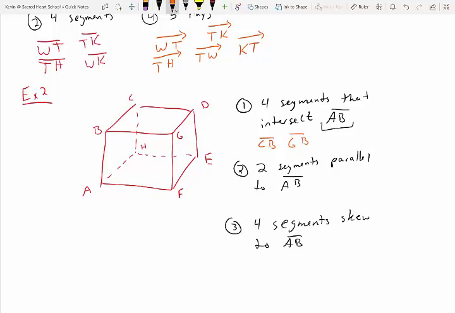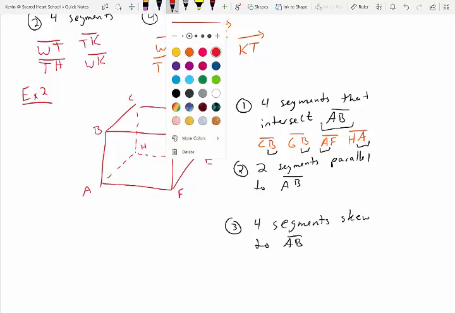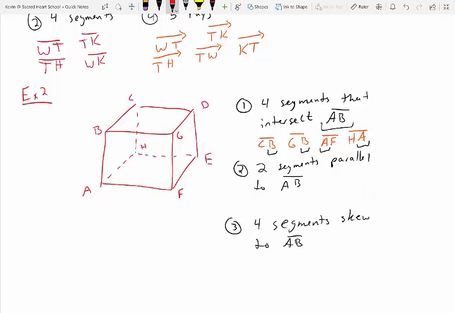GB is another. AF is another. And HA is another. And if we notice intersecting AB, we use either A or B in each of these. So the first 2 we had B, the second 2 we had A. Now we need 2 segments parallel to AB.